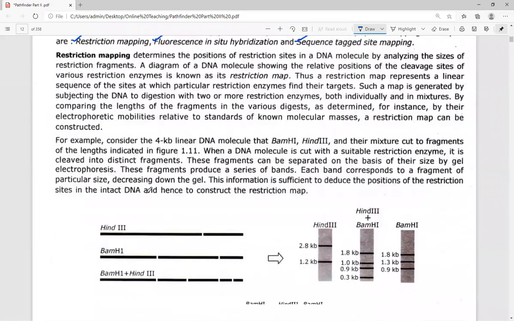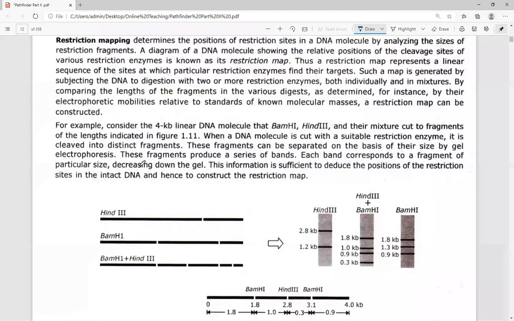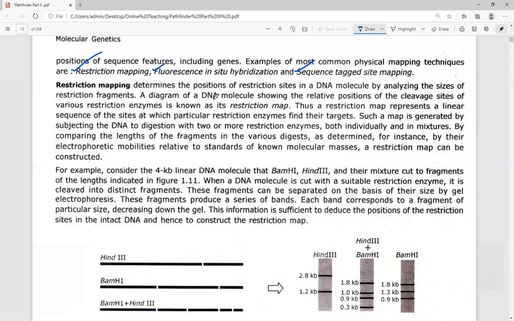Now, what do you mean by restriction mapping? Restriction mapping uses the restriction enzymes in order to restrict the DNA molecule. Restriction mapping determines the position of the different restriction sites in a DNA molecule by analyzing, or by visualizing, the different sizes of the restriction fragments which are being produced.